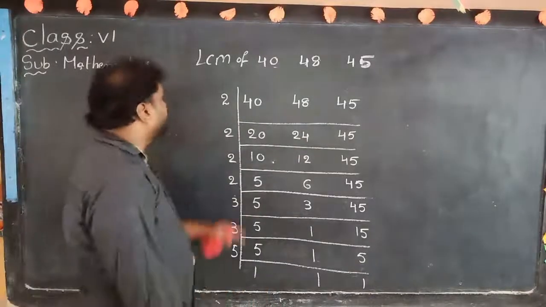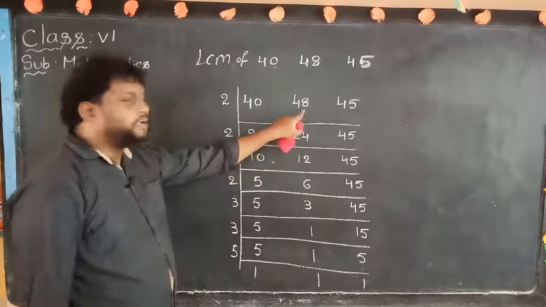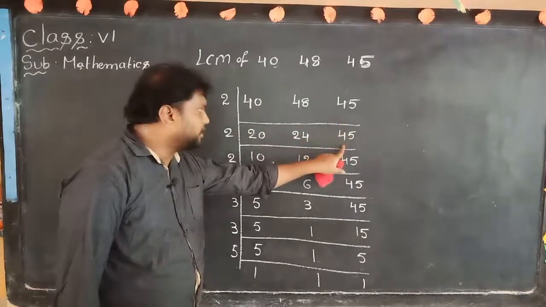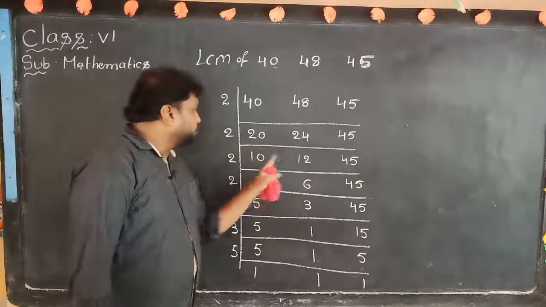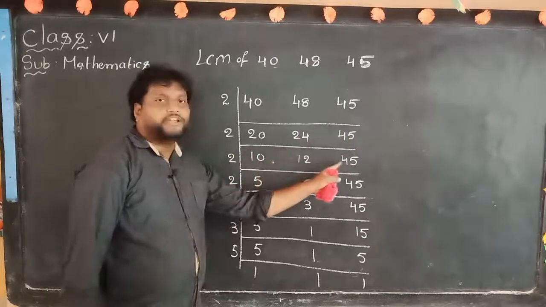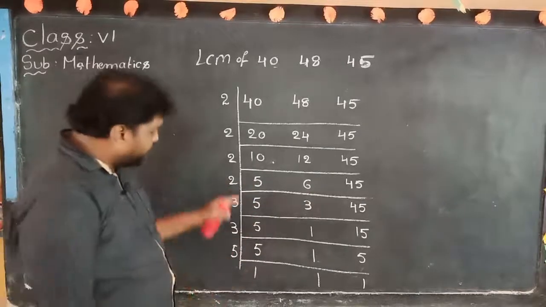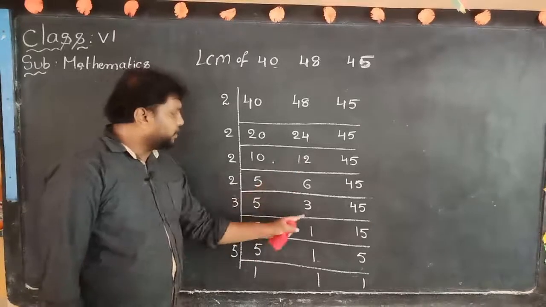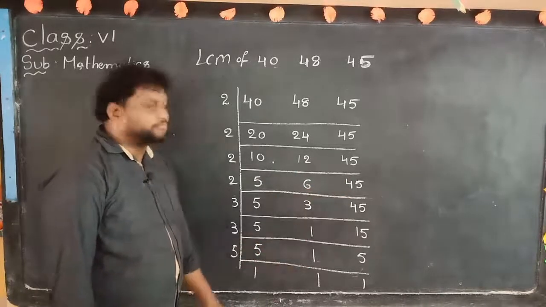See one time, with the 2, 20 jar 40, 24 jar 48, 45 not possible. That's why I am writing up same as it is, 45. Up to 2, 10 jar 20, 25 jar 10, 2 12 jar 24, 45 I am writing as it is. Here 5 also not possible with 2, that's why I am writing up to last as it is. Then 2 6 jar 12, 2 3 jar 6. Okay, then 45 also I am writing as it is.